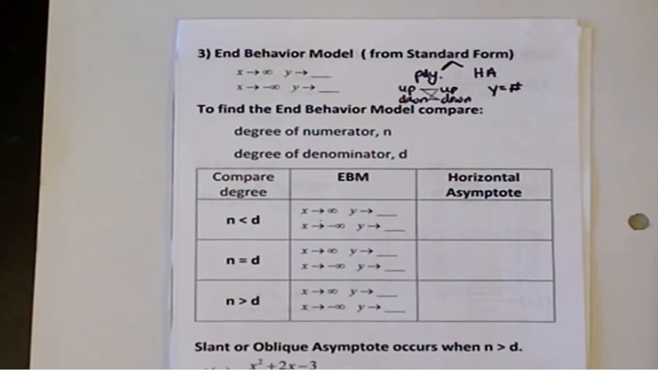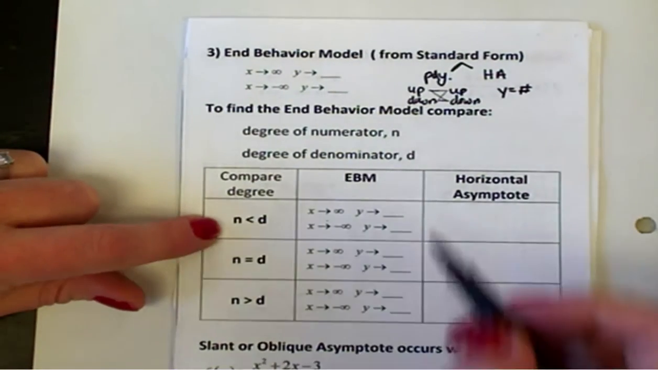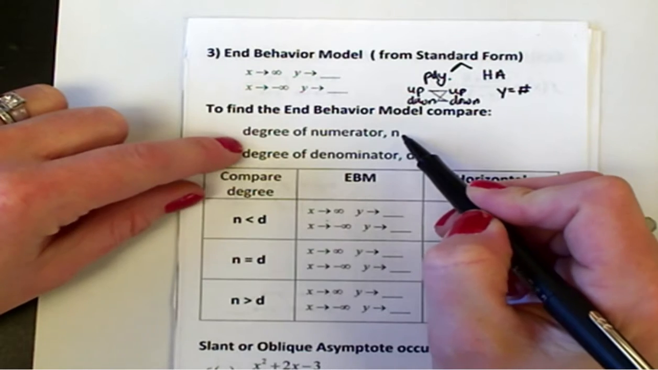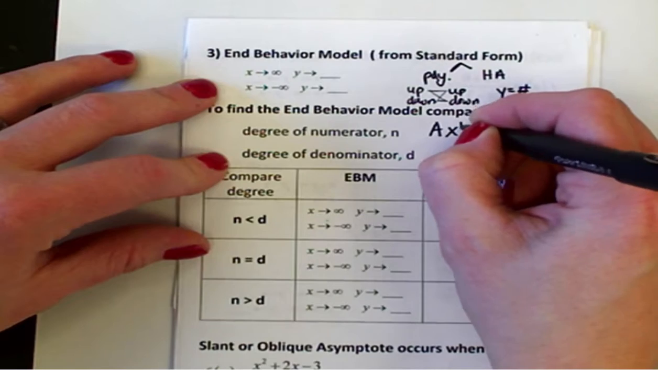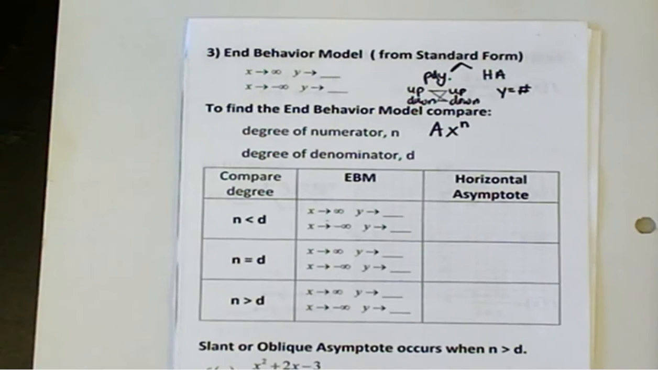Now we're going to look at the degree of the numerator, the degree of the denominator. We're going to put a term here, x to the n. That's the leading term.